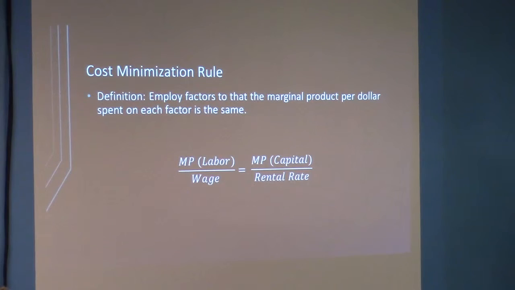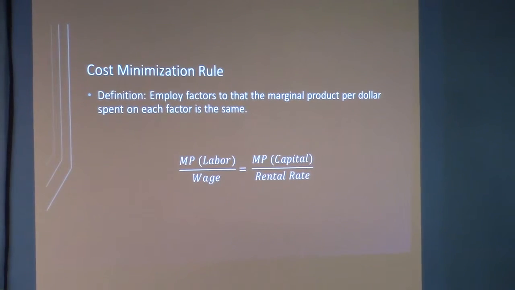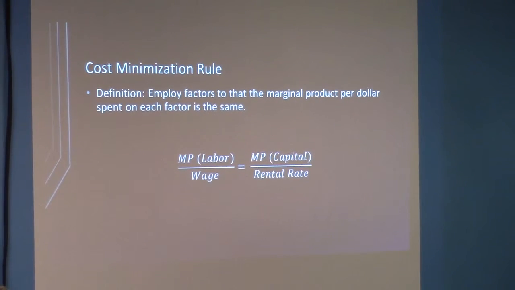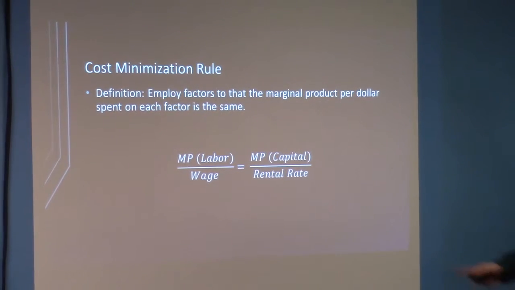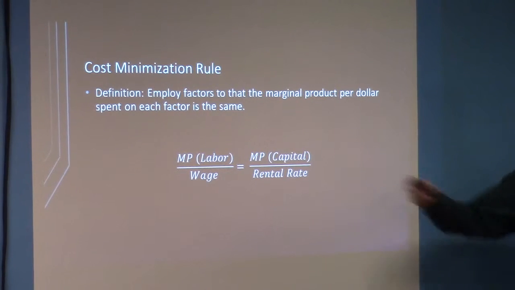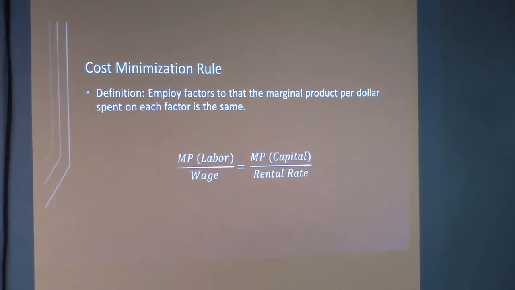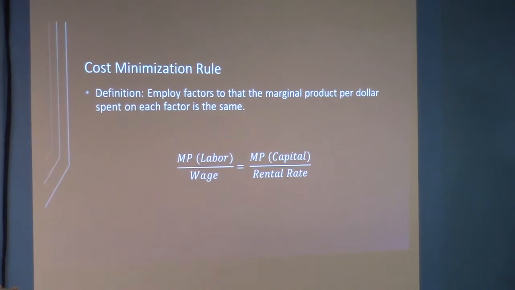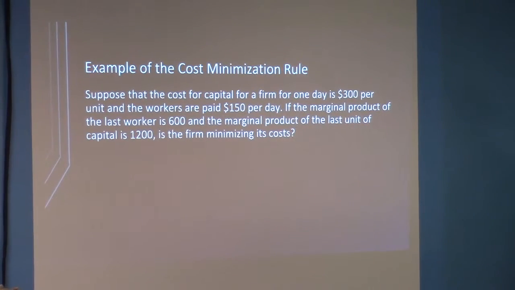Looking at the cost minimization rule, the textbook definition is that a business wants to employ factors so that the marginal product per dollar spent on each factor is the same. So what does that mean? You want this formula right here to be equal. You want your marginal product of labor to equal the amount of money you're spending on your labor, just as you want the marginal product of capital to be equal to the amount of money you're spending on capital. This example right here is going to walk you through this.